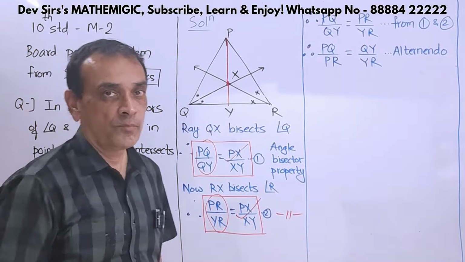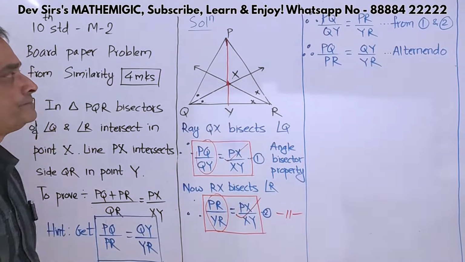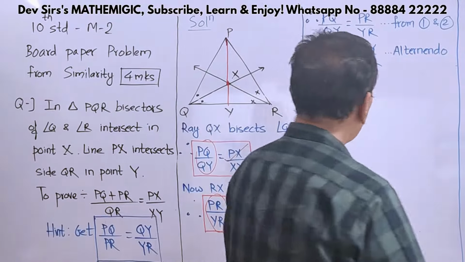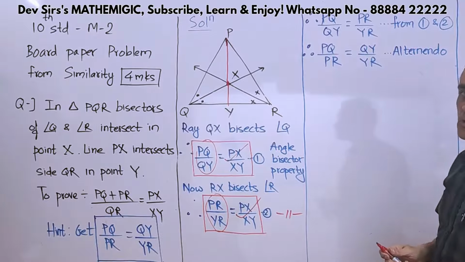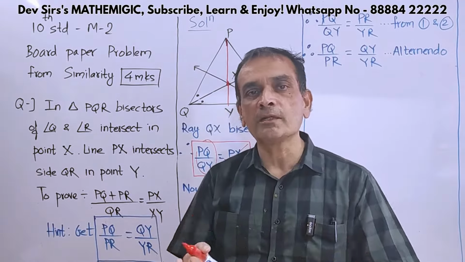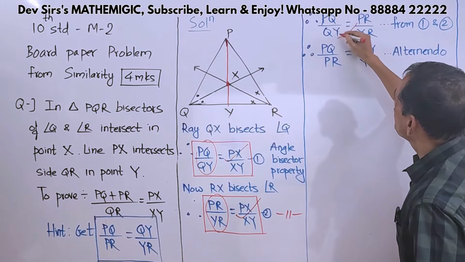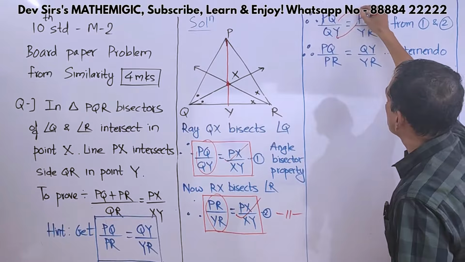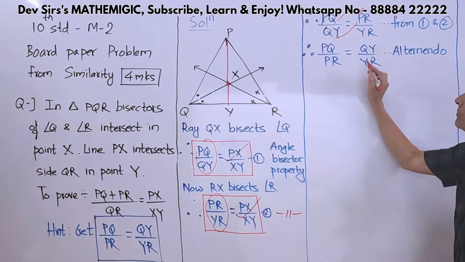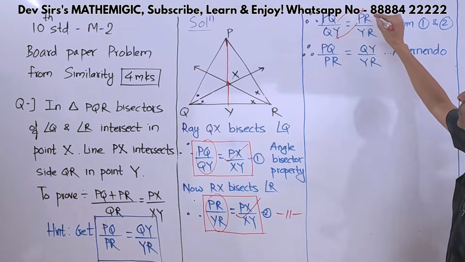Now in the hint, we have said get this equation, PQ upon PR. So all that I am doing now is using alternando. Alternando means to change the places, alter the places. So I am taking PR here and QY above. देखो यहाँ पे alter किया है, PR here and QY above.